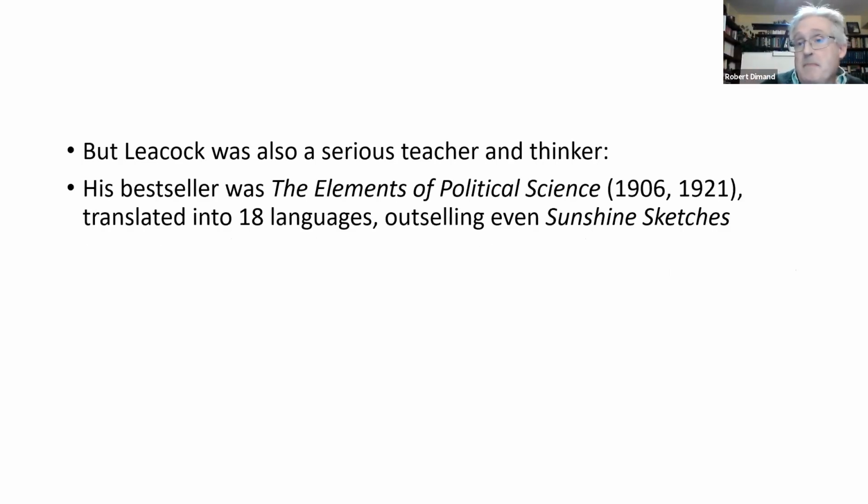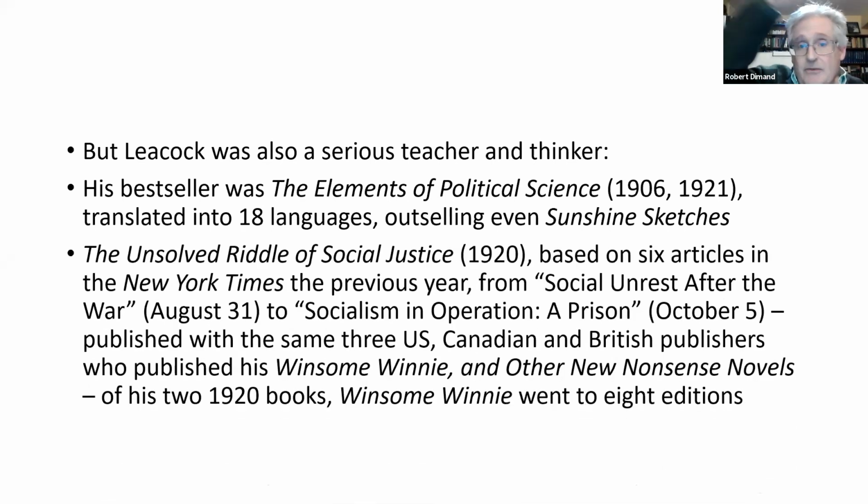And his best-selling book was not any of his humor books, but his textbook on the elements of political science, which was translated into 18 languages, used as a textbook around the world, outside even the Sunshine Sketches. The Unsolved Riddle of Social Justice appeared in the New York Times. It was a very serious attempt to look at social unrest after World War I and to advance a program of social reform as an alternative to socialism. He published it with the same 3 publishers, one in the US, one in Canada and Britain, as another book, Winsome Winnie and Other New Nonsense Novels. And of the 2, it's Winsome Winnie that went into 8 editions. That is what made him famous.